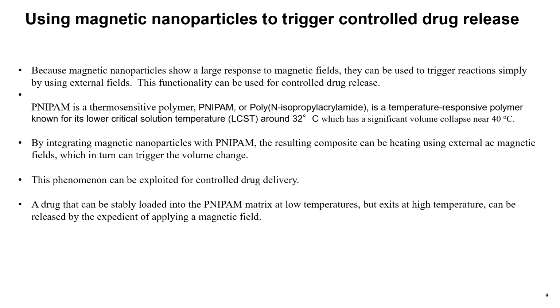The resulting composite can be heated using an external magnetic field, which in turn can trigger the volume change, and this phenomenon can be exploited for a controlled drug release system. So you can control the drug release because of the external excitation. You can put a little bit of magnetic field and then stop, and then again put it on and then stop. So you can have a controlled release of the drug through these dendrimer polymers, the PNIPAM matrix.